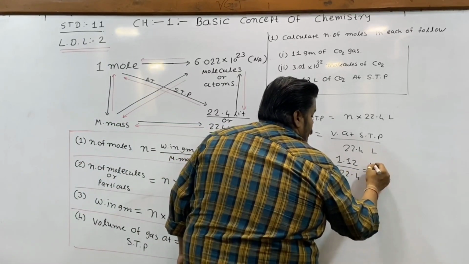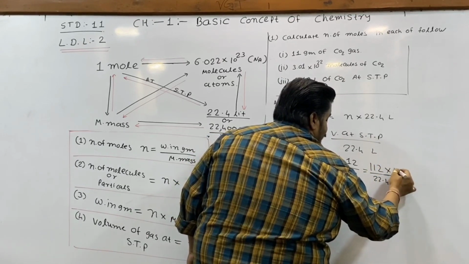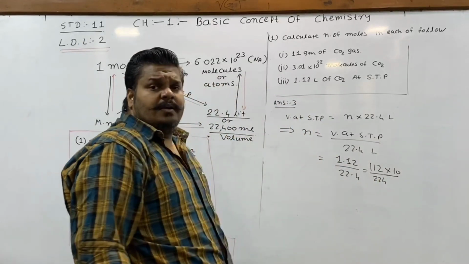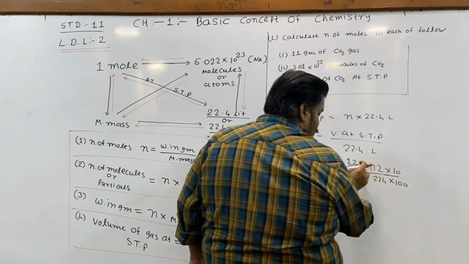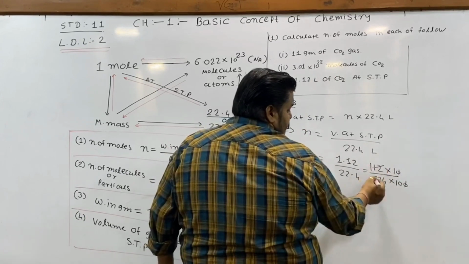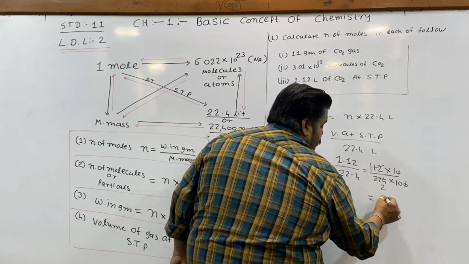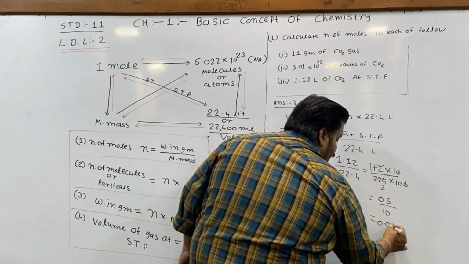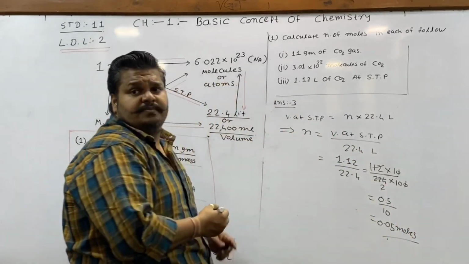Calculation: 1.12 divided by 22.4, multiplied by 10 on top and 100 at the bottom. For two decimals we cut one zero each, and 112 by 224 gives basically 1/2. 1/2 is 0.5, again divided by 10, so it is 0.05 moles, again the answer.